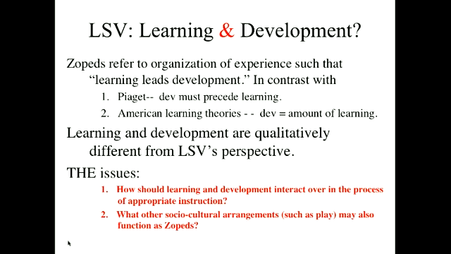So we know that a zone of proximal development, which I refer to as a ZOPED, it's easy to say in English, ZOPEDs refer to the organization of experience such that learning leads development. And I put it quite generally that way, even though we automatically start to think about formal instruction in schools. In contrast, now, a zone of proximal development with Piaget, for whom development is supposed to lead learning, and American learning theorists, for whom development is simply a lot of learning.